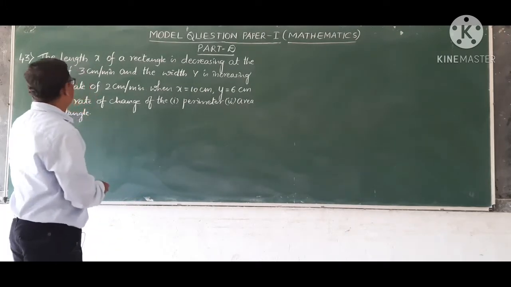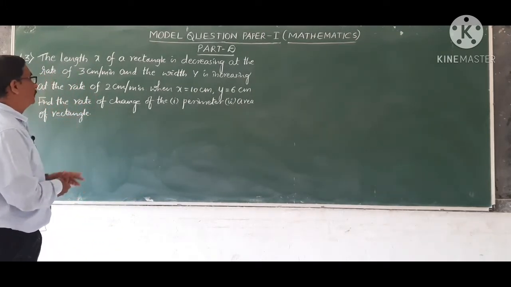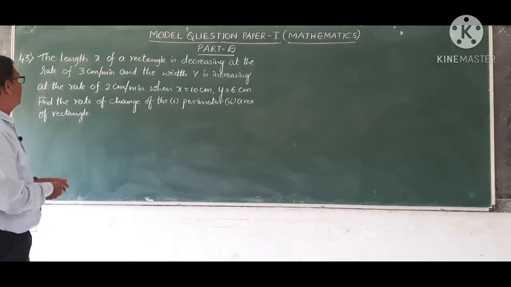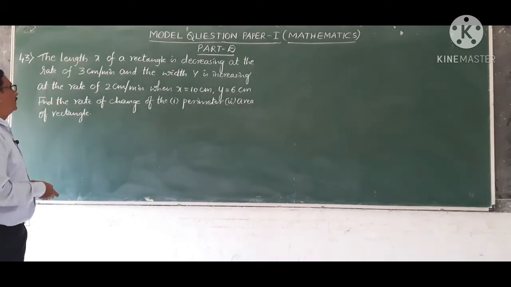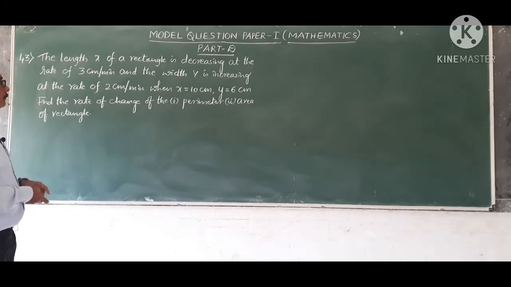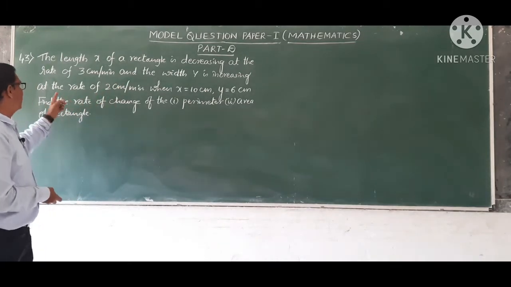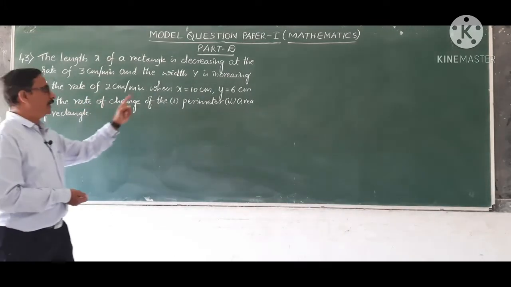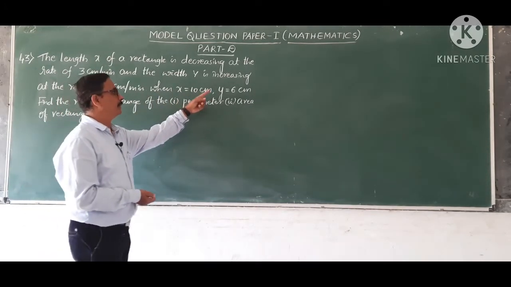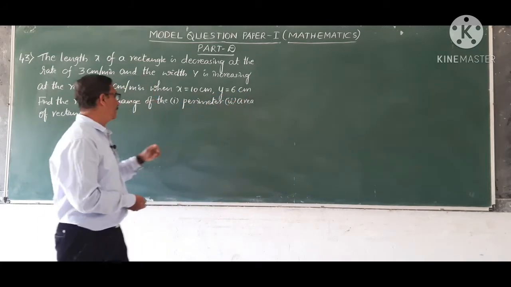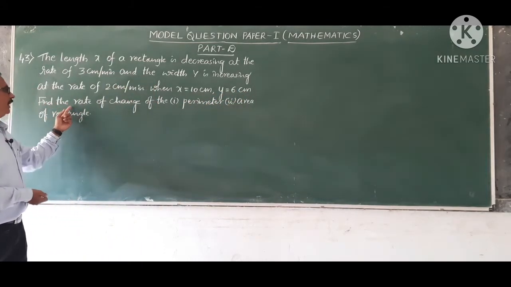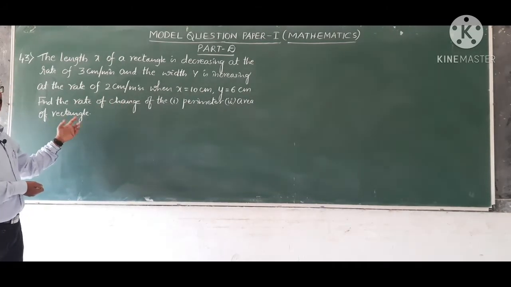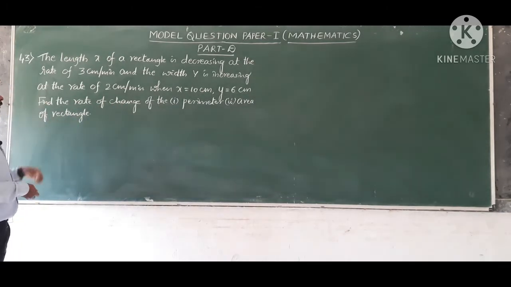Part D, question 43. The length x of a rectangle is decreasing at the rate of 3 centimeter per minute and the width y is increasing at the rate of 2 centimeter per minute. When x is equal to 10 centimeter and y is equal to 6 centimeter, find the rate of change of perimeter as well as area of the rectangle. That is a 5 mark problem.